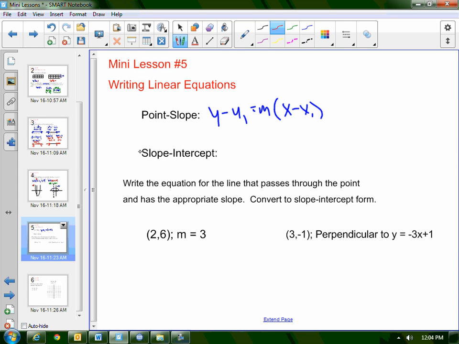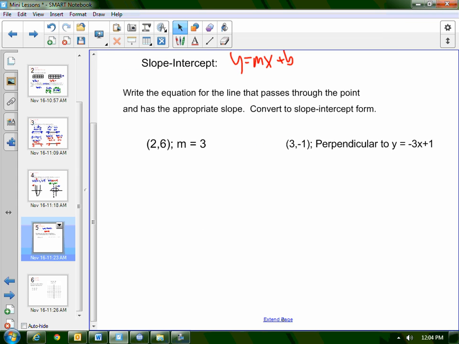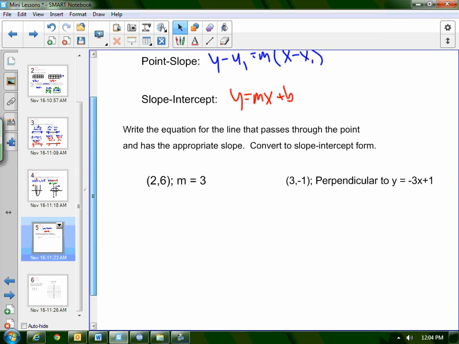And then the other one, the one we see a lot more, like in middle school even, is y equals mx plus b, where m is the slope, but b is the y-intercept. Now the y-intercept is just a special point that's on the y-axis. So here you can use any point you want. If you know the specific y-intercept, you can use slope-intercept. Most of the time, I'm going to write an equation in point slope, and if I need it, I'll convert to slope-intercept. Here it says, write an equation that passes through the point and has an appropriate slope.